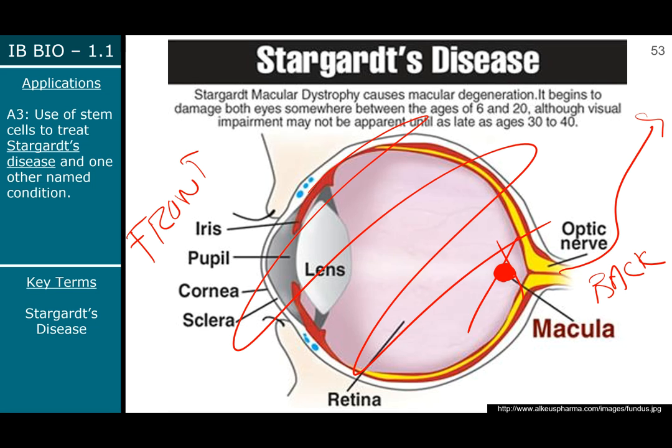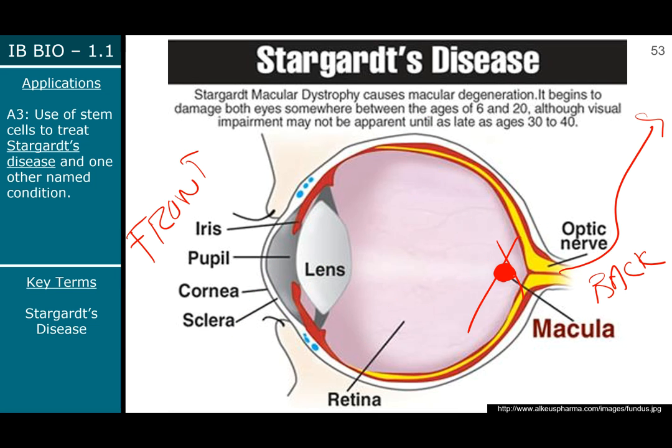So, what does it say up there? Stargardt's macular dystrophy causes macular degeneration, and it begins to damage both eyes somewhere between the ages of 6 and 20, although impairment, like actual impairment seeing, might not be apparent until later in life, between ages 30 and 40.